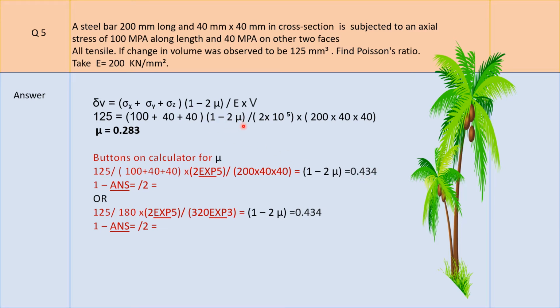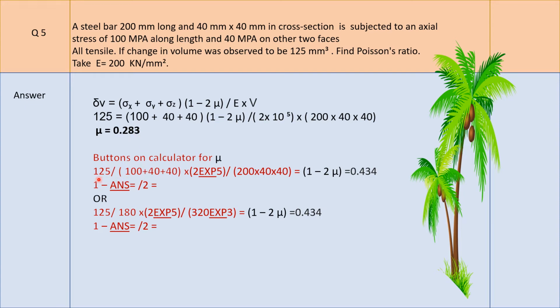Now you want mu, so what you have to do, 1 minus answer, press the answer button, is equal to, it will give you the value of 2 mu, then press divided by 2 is equal to, that will give you the value of mu, and the answer is 0.283. Here I am giving what are the buttons to be pressed.